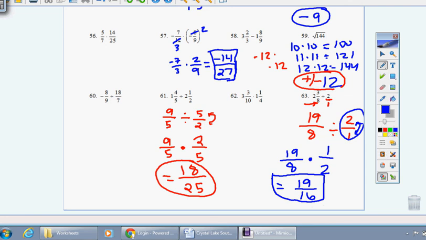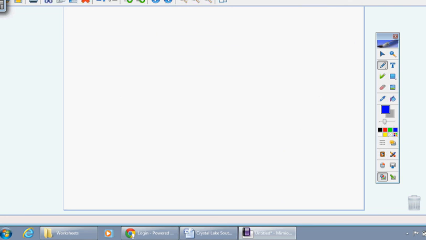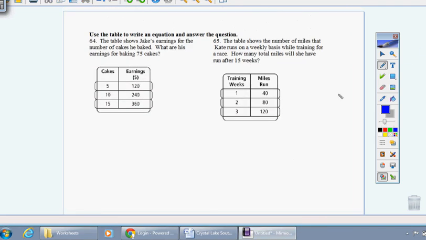Alright, looks like we do have one more page here, so let's go down to our last page. We have one more problem. We're going to do number 65. Okay? Now, these are tables, so let's look for patterns here.